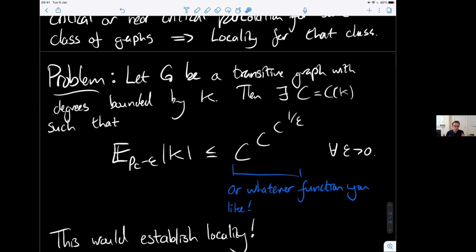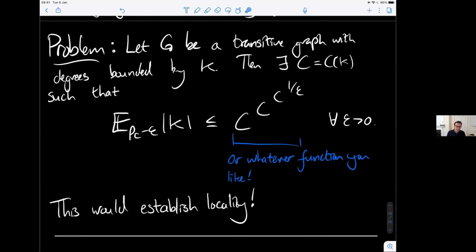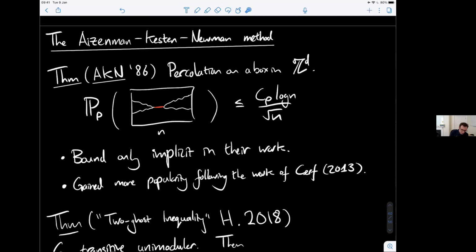So any uniform control of this slightly subcritical regime wouldn't even tell you that there are no infinite clusters at criticality. It's just saying that the phase transition is not blowing up too badly. This would suffice to prove locality. And in fact, locality is really equivalent to the existence of such a uniform control. It's just a compactness argument. Okay, cool. So what I want to do next is explain the proof of this power law upper bound for the transitive graphs of exponential growth.